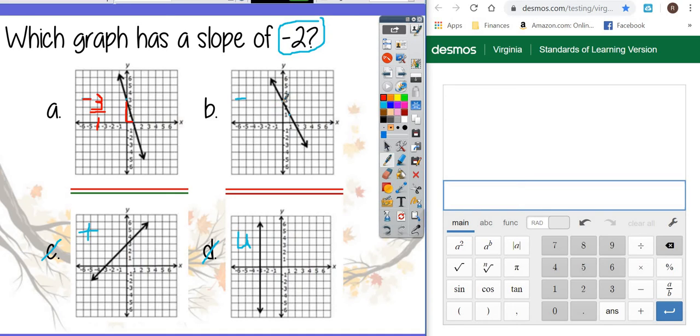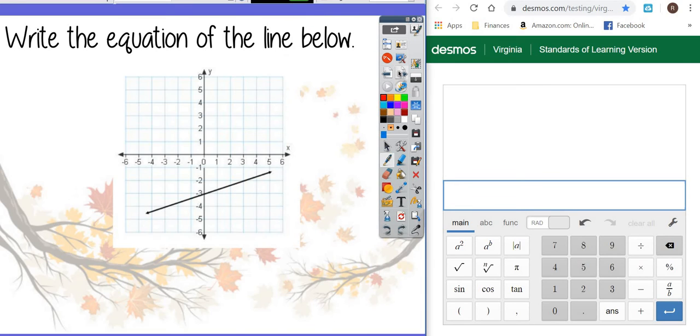Okay, and let's count this one. This is a negative again, down 1, 2 over 1. So this is a -2 over 1, and you can write that just as a -2. Which is exactly what we're looking for. So that would be our slope right there. Okay? Let's see what we have next.